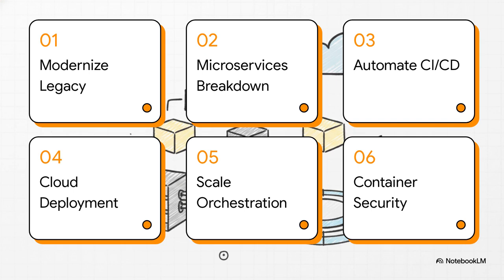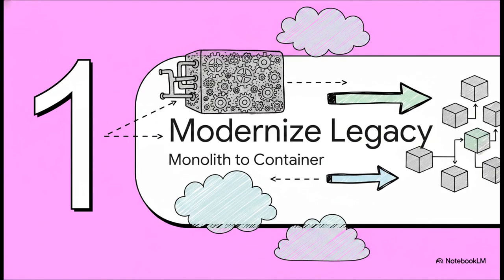Here's our roadmap for this explainer. We're going to cover 1. Modernizing legacy systems. 2. Breaking down microservices. 3. Automating with CI/CD. 4. Deploying to the cloud. 5. Orchestrating at scale. And finally, 6. Securing the container. All right, kicking things off with Part 1, Modernizing Legacy Systems, Transforming Monoliths into Containers.